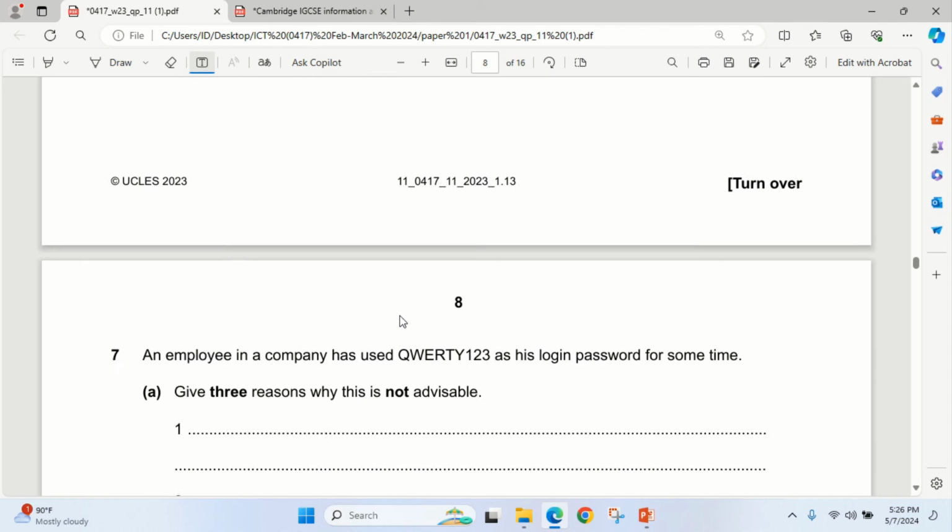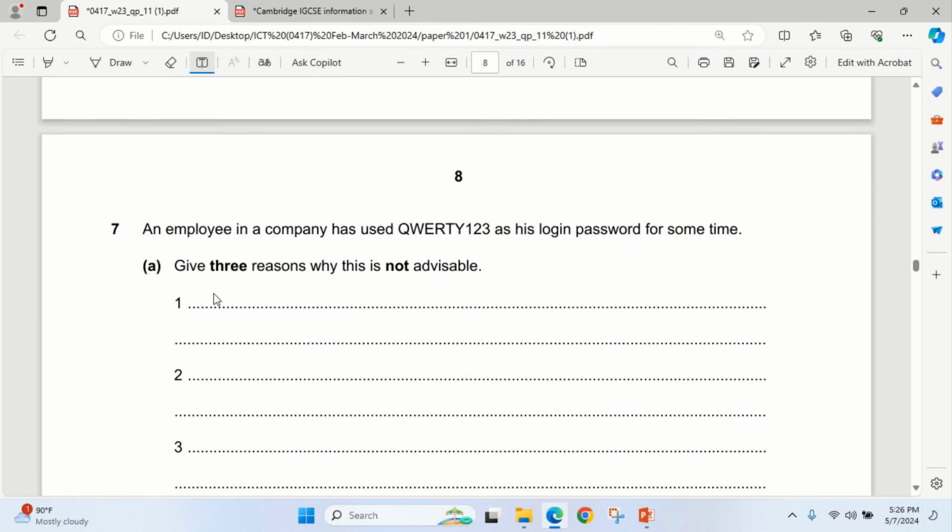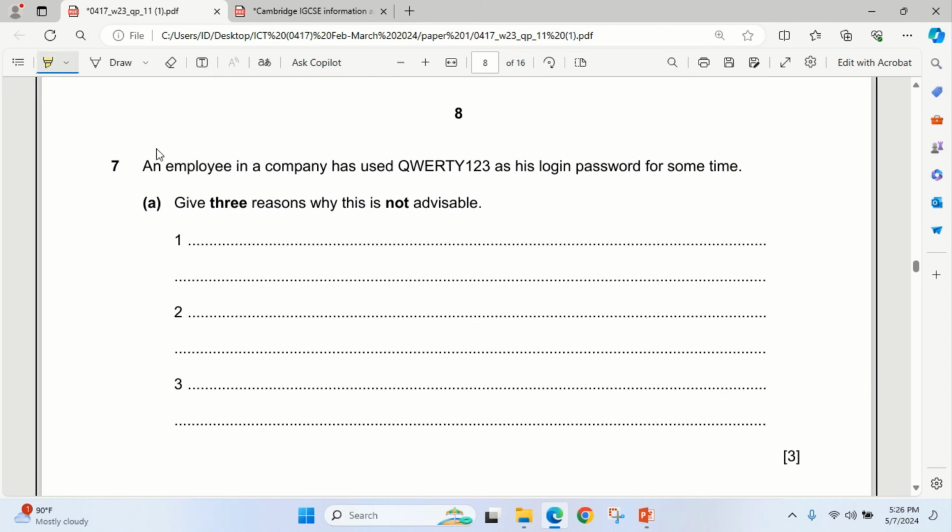So the next one is question 7. Question 7 says that an employee in a company has used the QWERTY 123 as his login password for some time. Give 3 reasons why this is not advisable. QWERTY 123, number 1, is easier to pronounce. So if I want to shoulder surf, if I just see this as a password, I can easily recall it because it's a straight pronunciation, QWERTY 123.